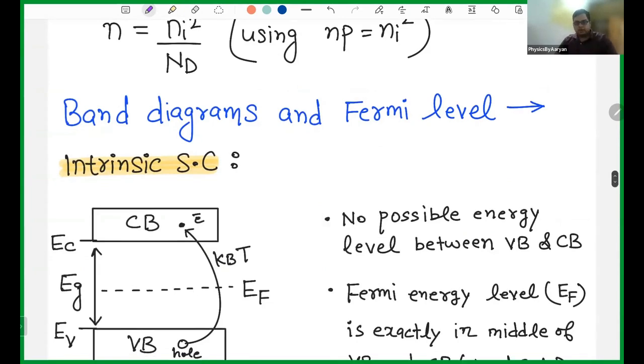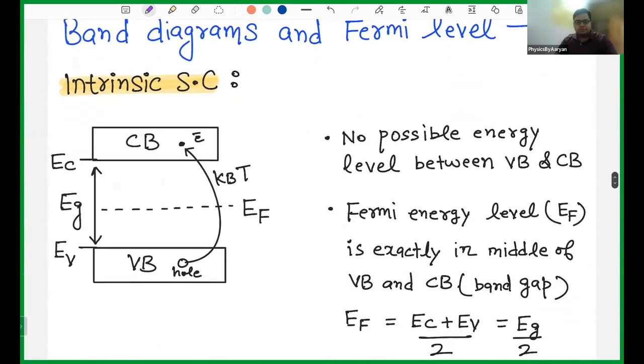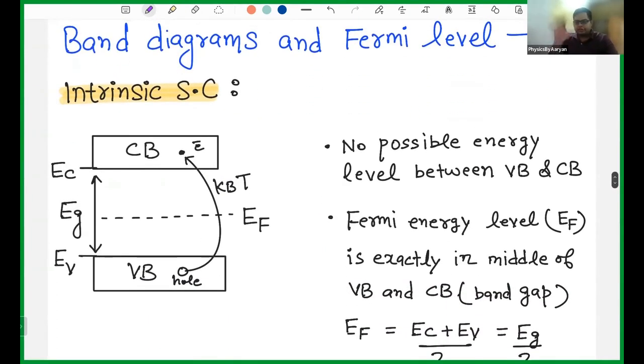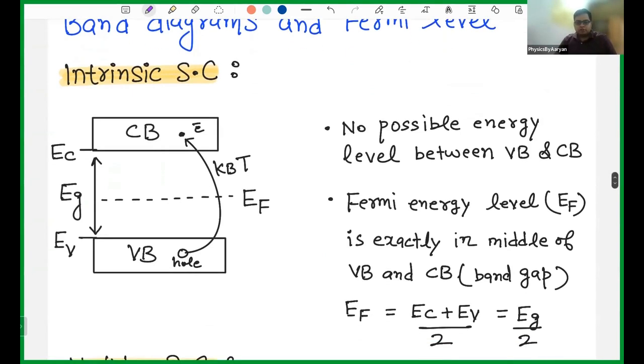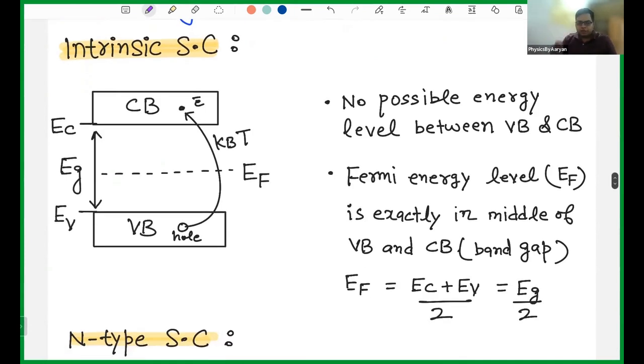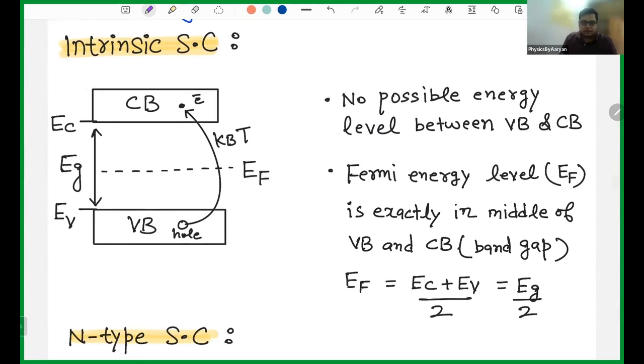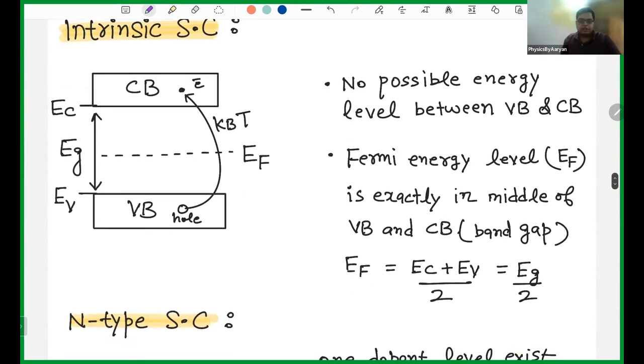Okay. Now let's talk about the band diagrams and Fermi levels. If you have an intrinsic semiconductor, you have the conduction band, you have the valence band, and between them you have an energy band gap. So what will happen if you heat it up? The electron will jump from the valence band to the conduction band. As a result, a hole will be generated in the valence band and an electron will be generated in the conduction band.